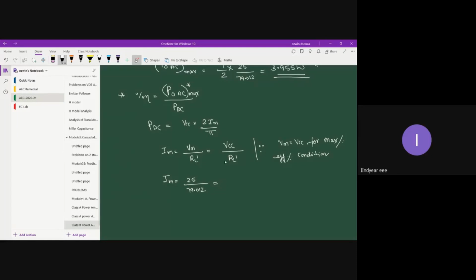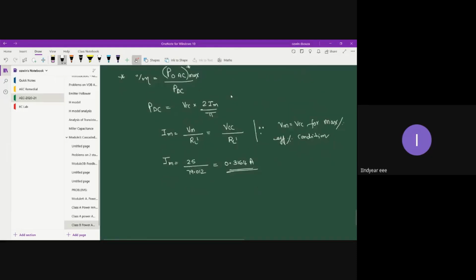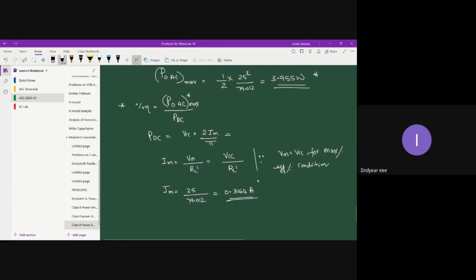So that is 0.3164. Okay, so that is my Im. So therefore, I can substitute this Im in my PDC expression. So that's 25 into 2 into Im. Im is 0.3164 divided by 5. That's 5.036.